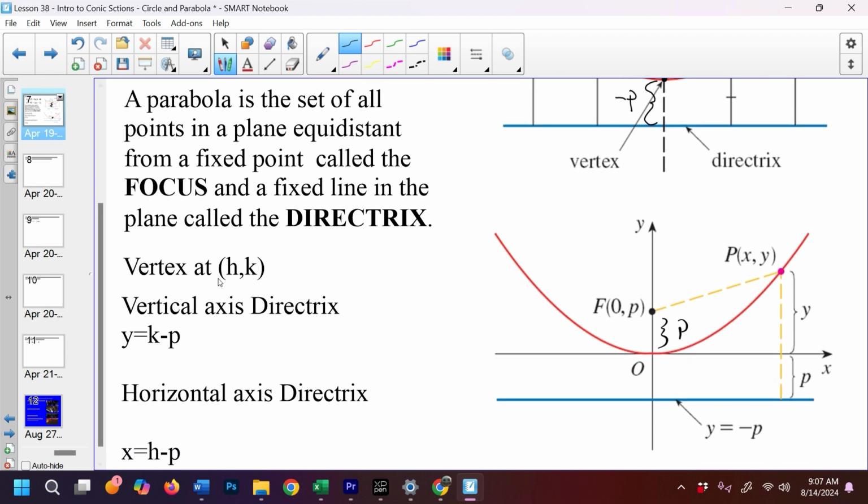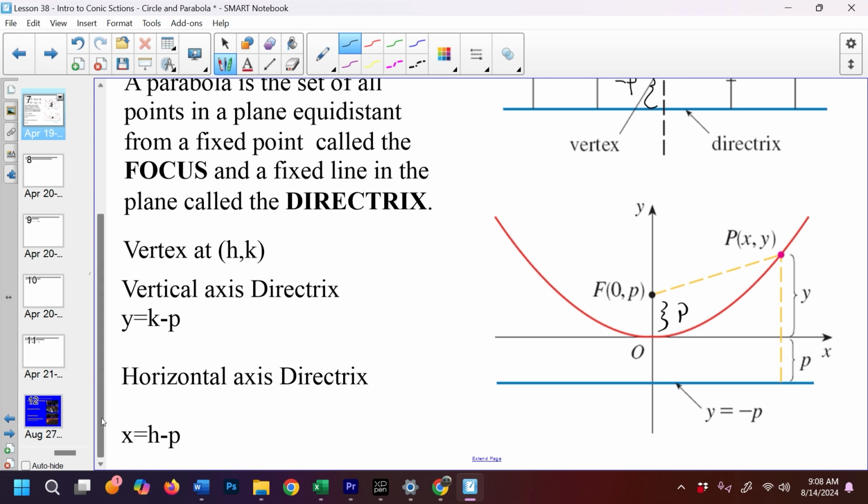Now, the vertex is always going to be at (h, k). The vertical axis directrix will be y equals k minus p, and when I talk about p, I'm talking about that p. And then the horizontal axis directrix will be x equals h minus p. And so since this vertex here goes through the origin, the directrix is p units below that vertex. That's a lot of stuff real quick. Let's go through some examples.